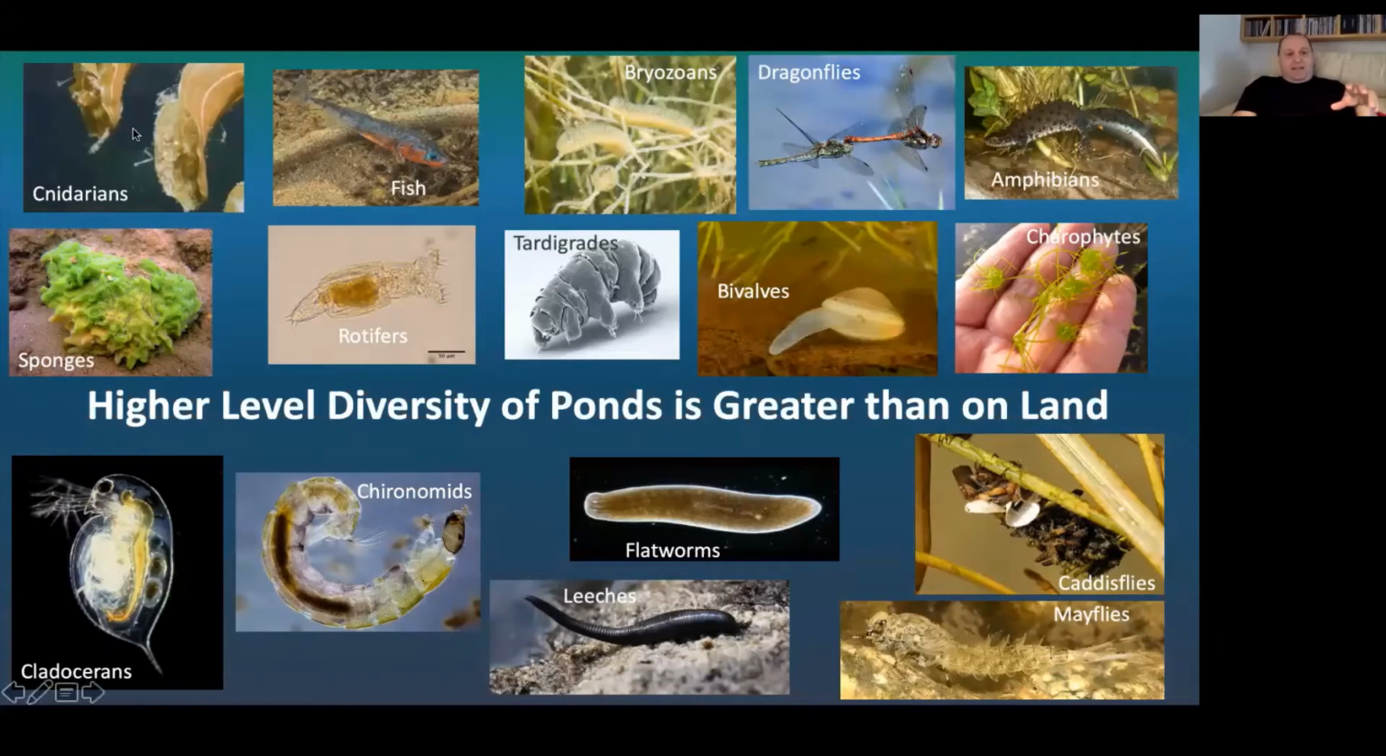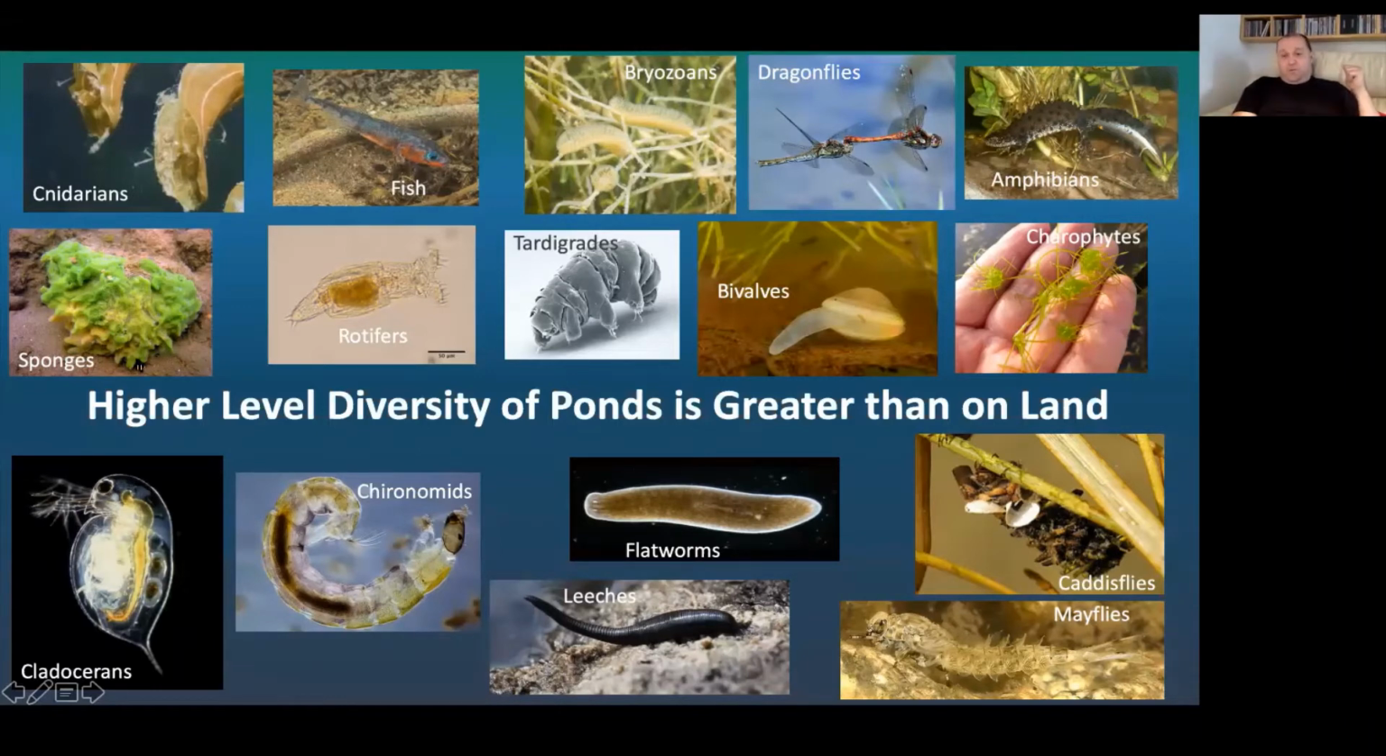So you have cnidarians, little things like hydra, little anemone relatives. Obviously, fish don't occur on land. You have bryozoans, moss animals. Most of these are marine, but some of them you get in ponds. They're probably not in your garden pond. Dragonflies, well, obviously they have totally aquatic larvae. They couldn't live if it wasn't for ponds. Same thing with amphibians. You have sponges.